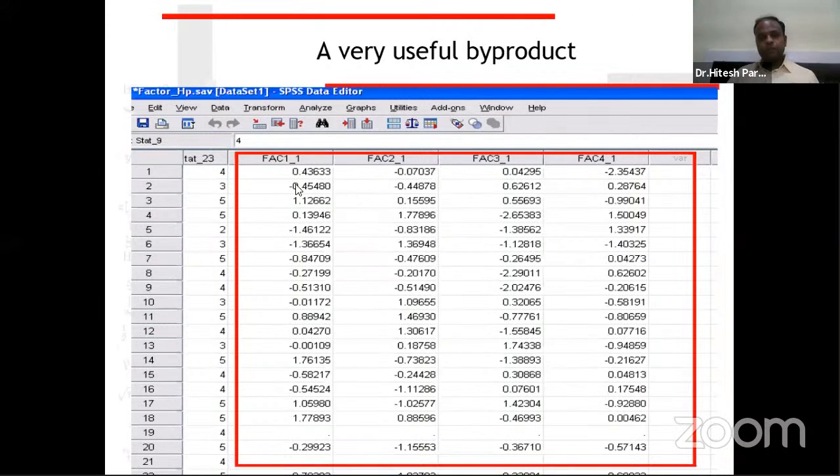The factor scores are available in the data entry itself. You just click on the data view of your SPSS file, and then you can observe these factor scores.